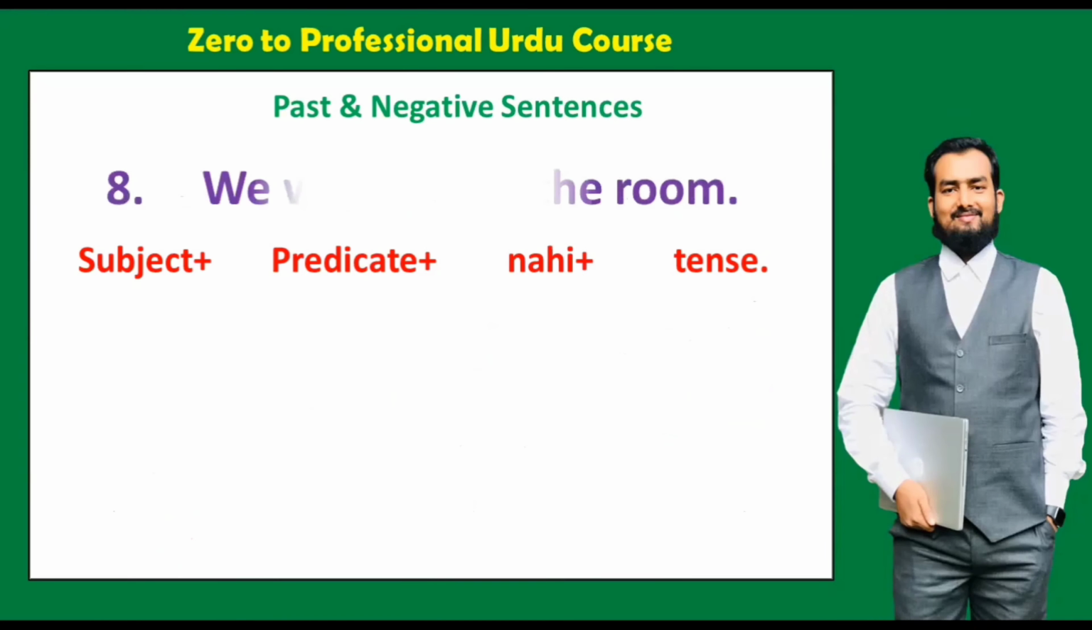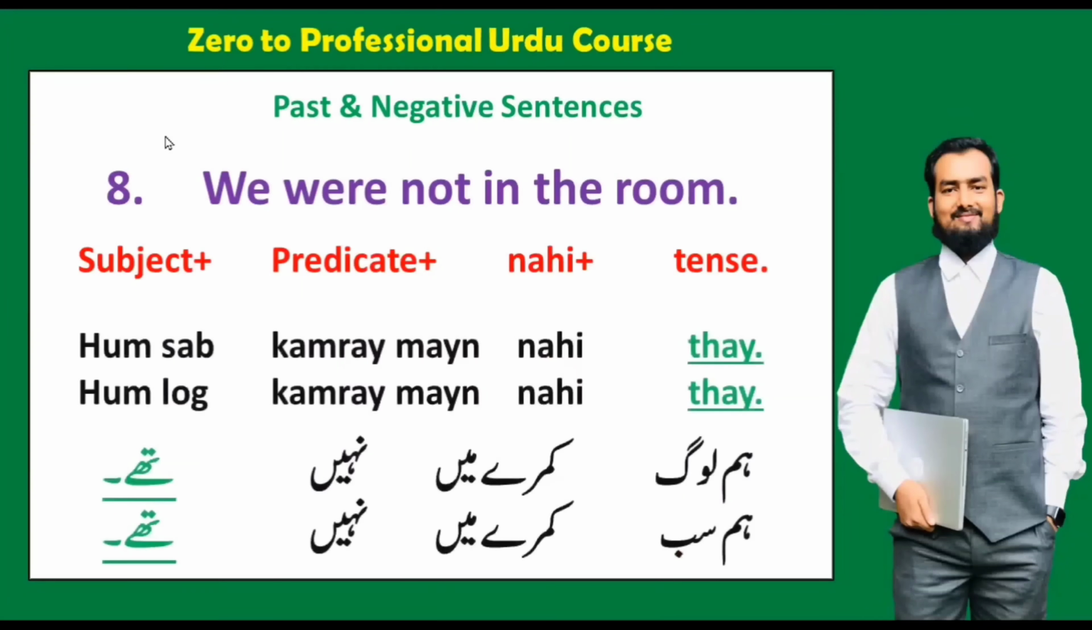And the next sentence is we were not in the room. So in this case we will say हम सब कमरे में नहीं थे. और we can say हम लोग कमरे में नहीं थे. Okay, so we subject in the meaning of हम लोग और हम सब, and then predicate being in the room कमरे में, and then नहीं, and then tense थे.